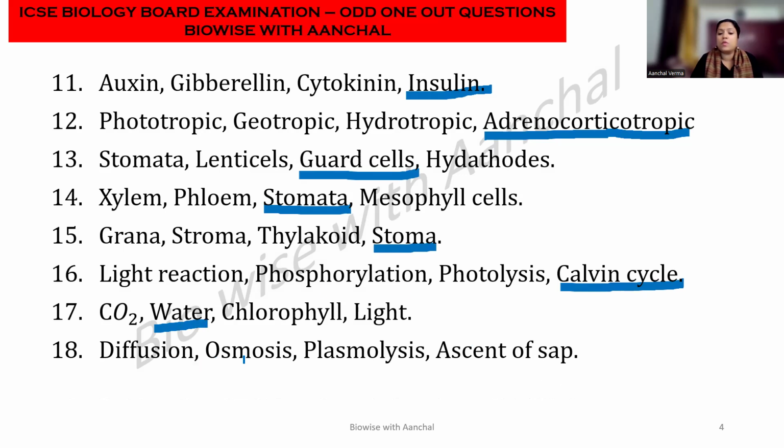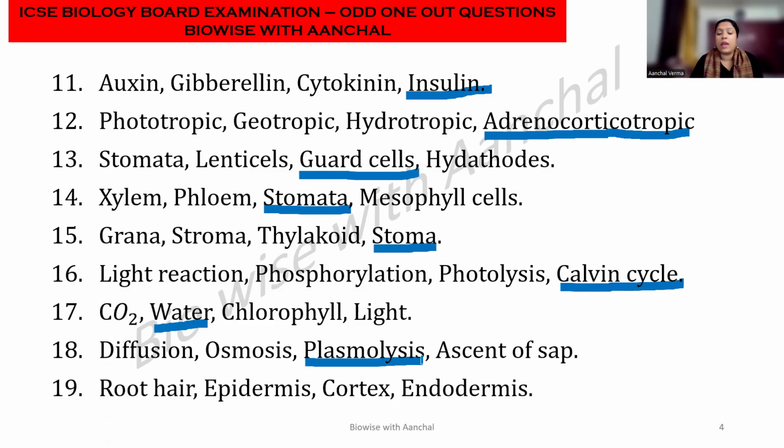Next one, diffusion, osmosis, plasmolysis, ascent of sap. Now, in diffusion, osmosis, and ascent of sap, there is movement of molecules happening. But plasmolysis is a condition of the cell where the plant cell has lost the water content from the sap in the vacuole. So the shrinking of the plasma membrane has taken place. The rest are all processes by which movement is seen in the molecules, that is diffusion, osmosis, and ascent of sap.